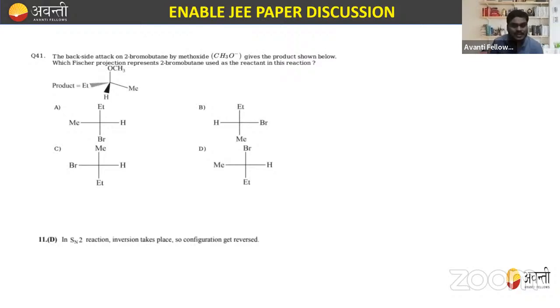So we know that for SN2 reaction, inversion takes place. So the configuration gets reversed. Remember that in SN2 reaction, inversion takes place, and so the configuration is reversed. So which one is the correct one out of A, B, C, D? Yes, tell me fast, beta. That is D, because this is an SN2 reaction and the configuration is totally changed. Okay, good.